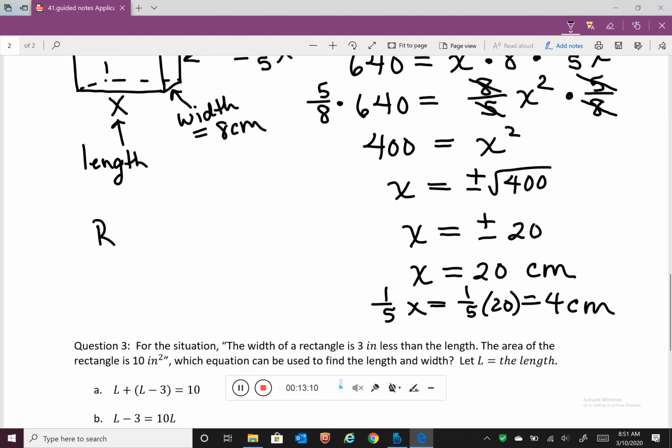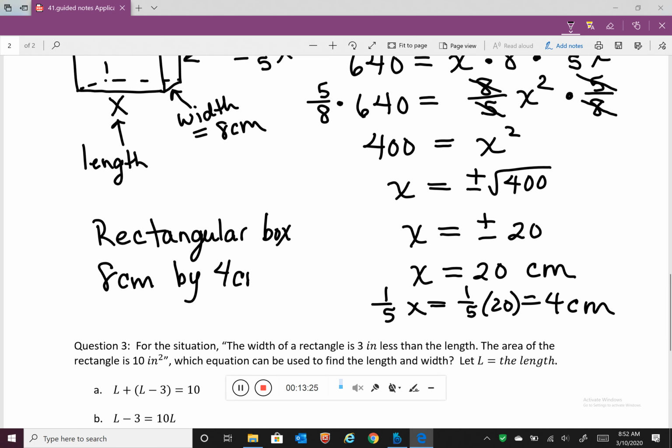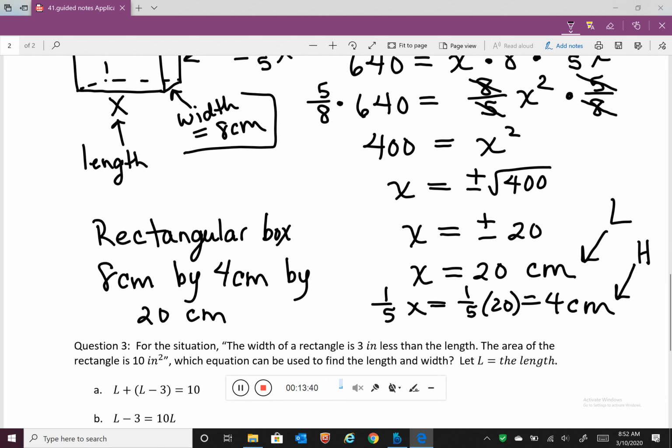So this rectangular box has dimensions of 8 centimeters wide by 4 centimeters high by 20 centimeters in length. So that's our length, this is our height, and our width was given as 8 centimeters.